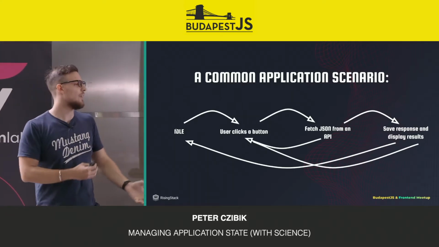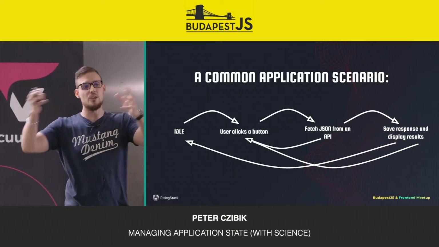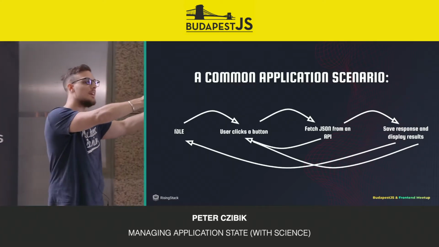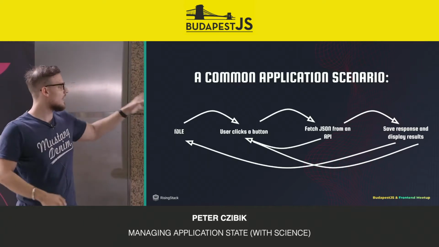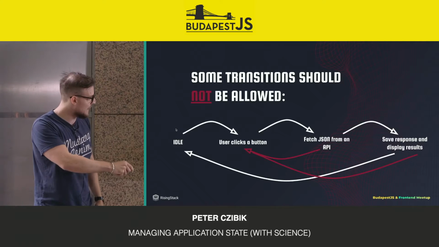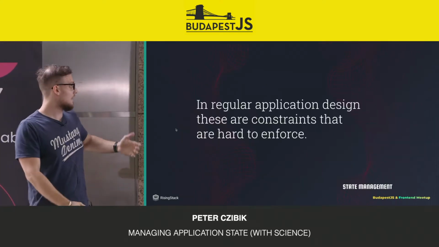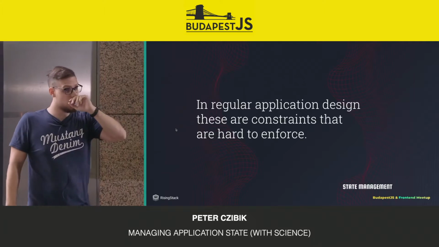and some part of the UI is, if you think about it in a React context, like, if data is available, then you render this. If there's loading here, you're loading. And then you can get into some real problems. So these transitions, especially this one and this one, shouldn't be allowed. And that is going to be really hard to enforce.